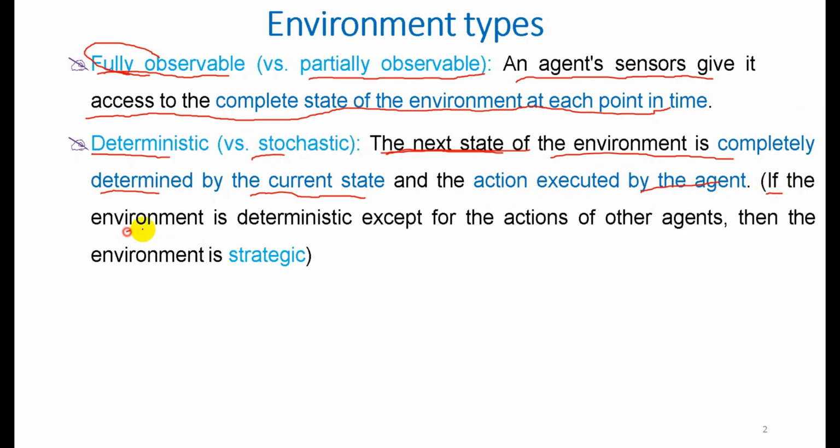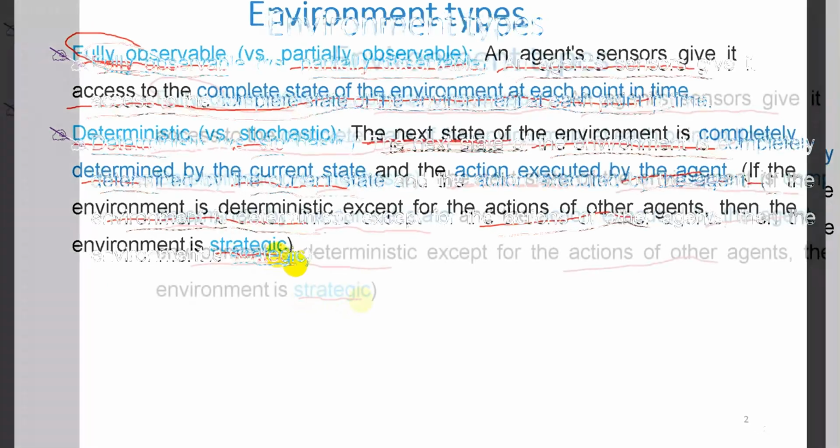If the environment is deterministic except for the actions of other agents, and the other agent's action is unknown, we call it strategic.